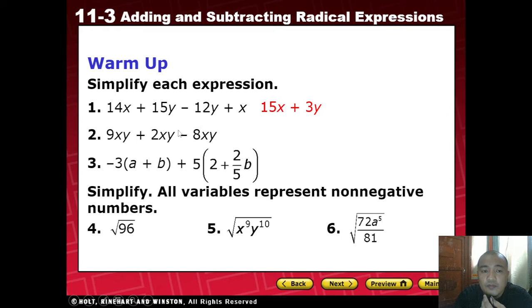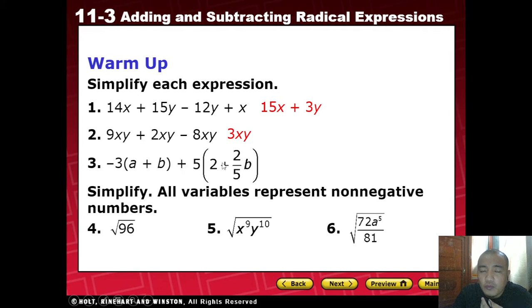Alright, number 2. 9xy plus 2xy minus 8xy. What's the answer? The answer is 3xy, correct. Since the three terms are similar, we just add their coefficients. 9 plus 2 is 11. 11 minus 8 is 3, xy. And annex the variables x and y.